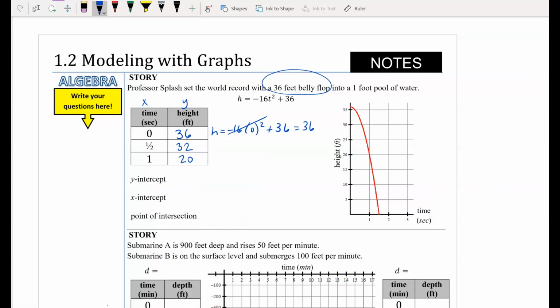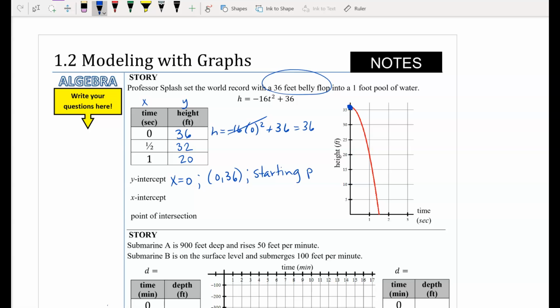So let's talk about the meaning of some characteristics of the graph. The y-intercept is where your x value is 0. So x is equal to 0, and then the y value that goes with it. That is where the graph touches or crosses the vertical axis. So we could write that as an ordered pair, (0, 36), in our problem, and what that represents is the starting point.